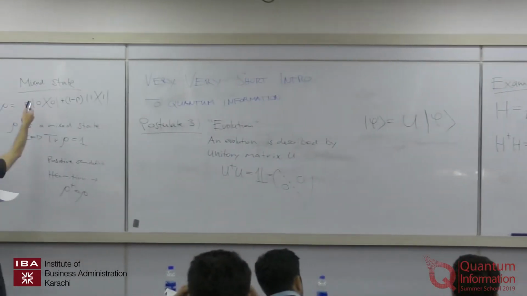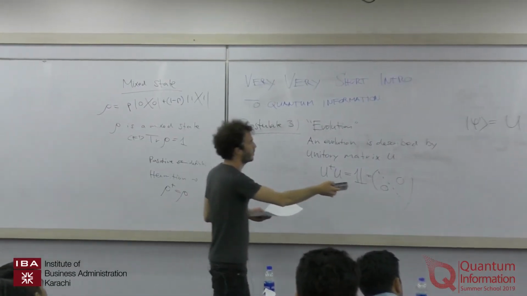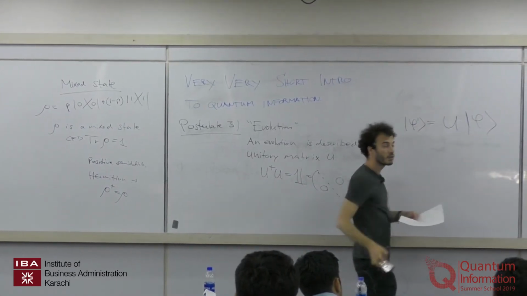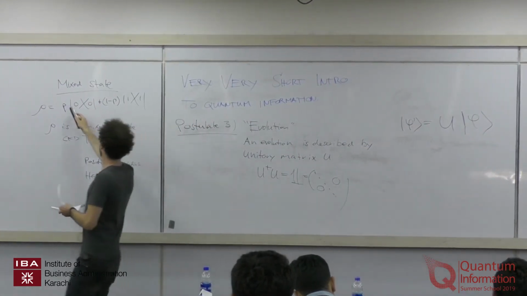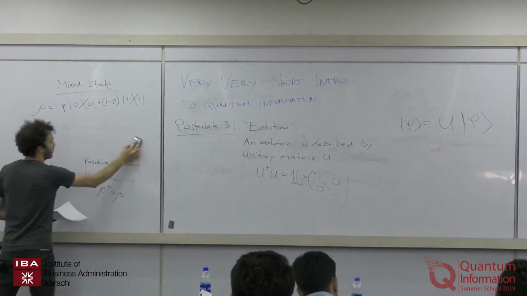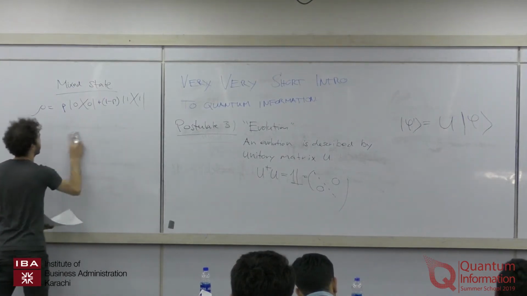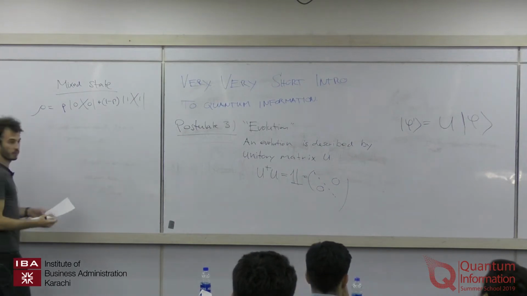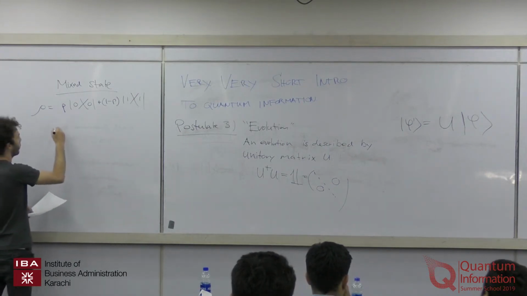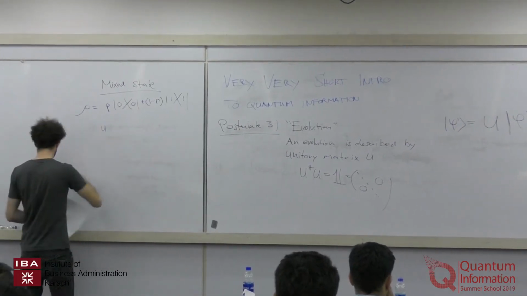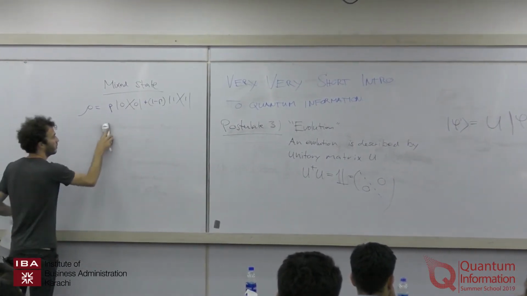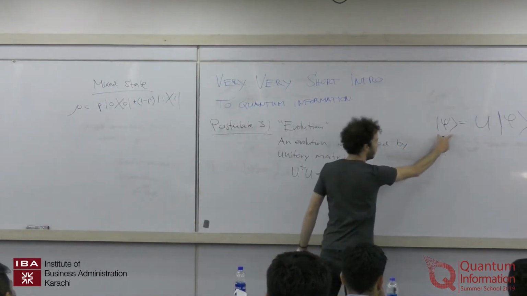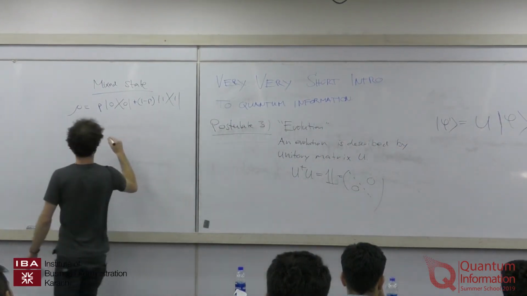So if we talk about mixed states now, how do we apply a unitary on a mixed state? Here I showed you how to apply a unitary on a pure state. It's just a matrix-vector product. But if you have mixed states instead, how could we do this? If you write the pure state as a mixed state, it's just a projector.